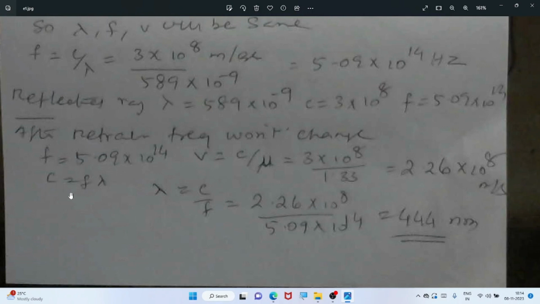So then that means the velocity of light is equal to frequency times the wavelength. The frequency is not going to change. That means from the velocity and this frequency, which is not going to change, from that we find the lambda.